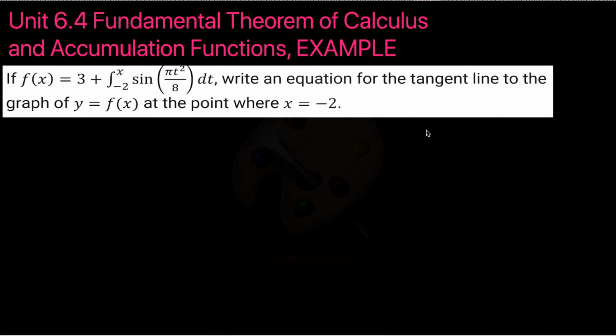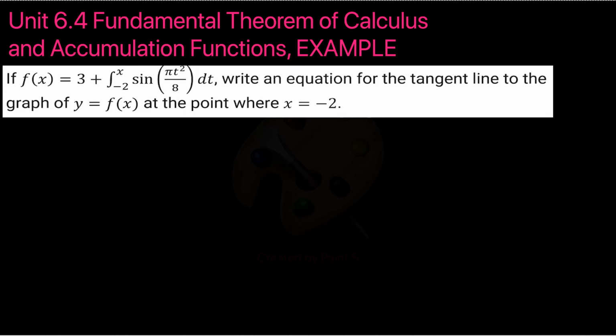They tell us that f of x is equal to 3 plus the integral from -2 to x of sine pi t squared over 8 dt. Write an equation for the tangent line to the graph of y equals f of x at the point where x equals -2. So what do I need to write the equation for a tangent line? I need slope and a point. So let's get a point first.